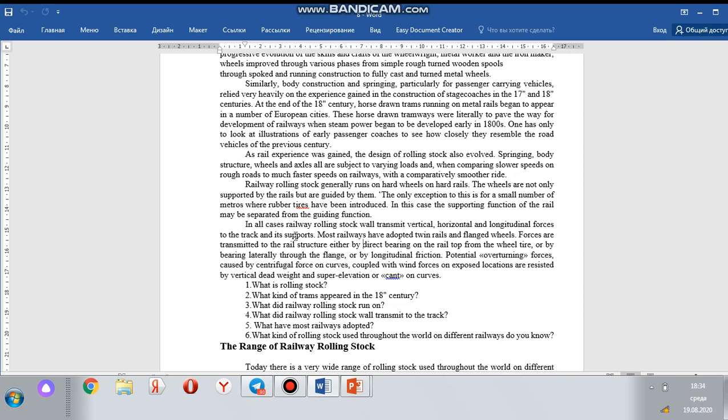In all cases, railway rolling stock will transmit vertical, horizontal and longitudinal forces to the track and its supports. So what do you understand by this sentence? You are welcome with your answers. You can answer my question orally or in written form, and you are welcome with your answers via Telegram.